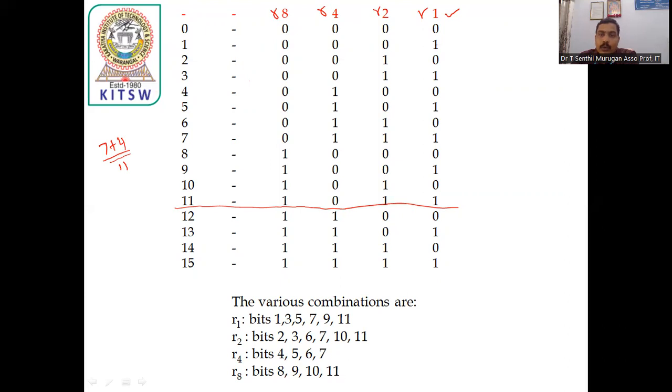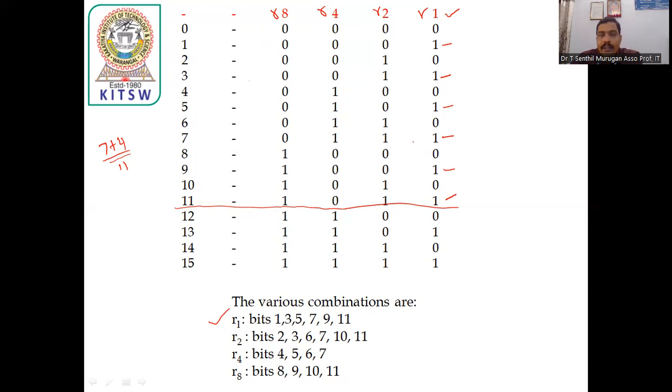Wherever the value 1 is there, that we will consider. Here, what is the value here? This is for 1, 3, 5, 7, 9, 11. Okay, so I have written at the bottom, the R1 bits are 1, 3, 5, 7, 9, 11. Wherever 1 is there, I have taken.